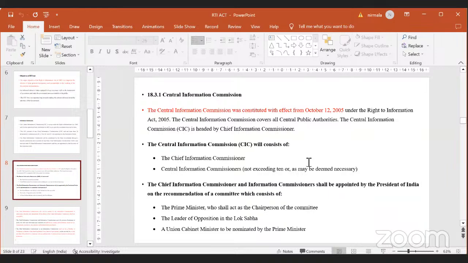So which means the Prime Minister who acts as the chairperson nominates a Union Cabinet Minister to be a member of the committee, and together with the leader of opposition in Lok Sabha, they recommend the names for the positions of Central Chief Information Commissioner and the Central Information Commissioners of the Central Information Commission, and they are to be appointed by the President of India.